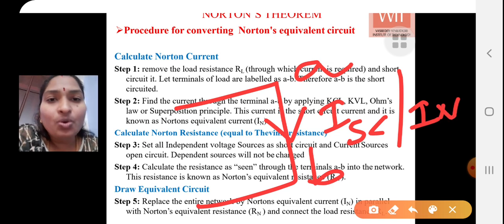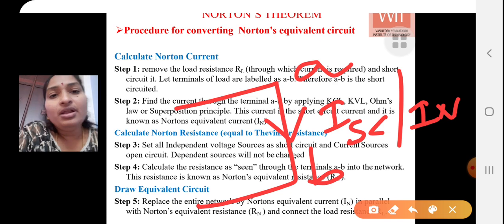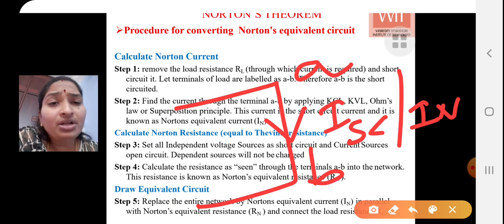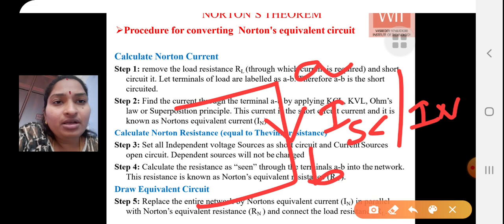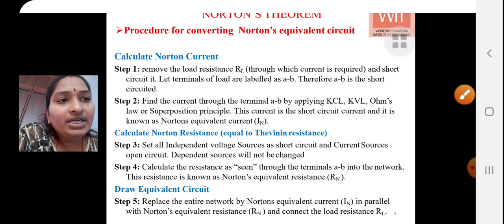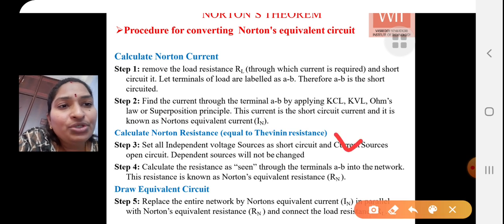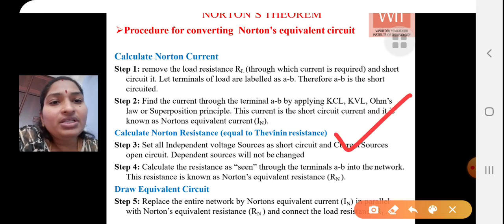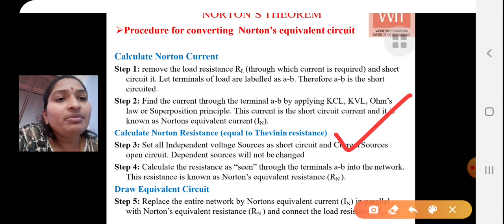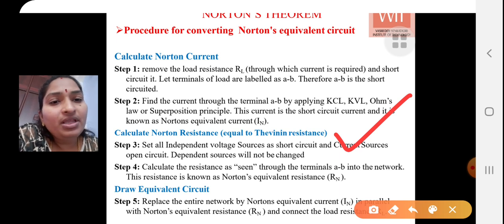Using any known techniques like mesh analysis, nodal analysis, current division, voltage division, or network reduction techniques, we should be able to find the Norton's current, which is nothing but the current flowing through the short circuit path. Next, after calculating the Norton's current, we need to calculate the Norton's resistance. Here Norton's resistance is nothing but Thevenin's resistance. First, the load resistance has been removed.